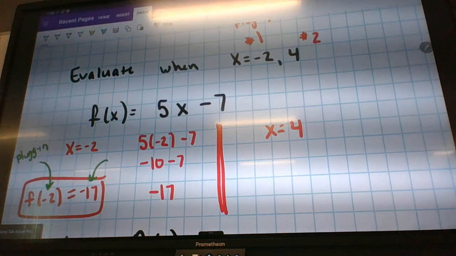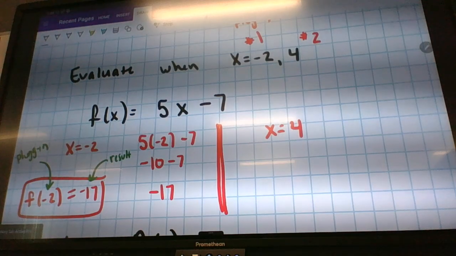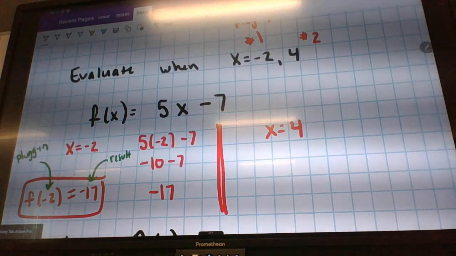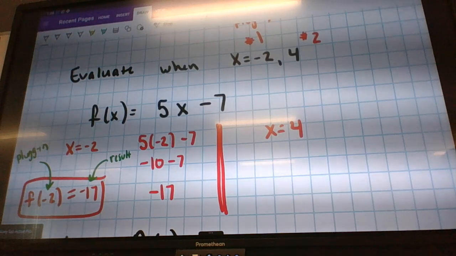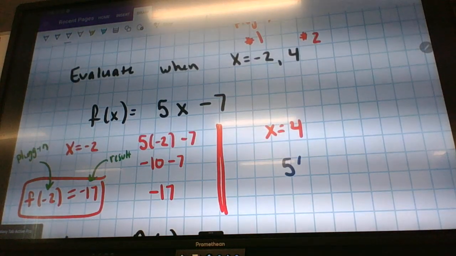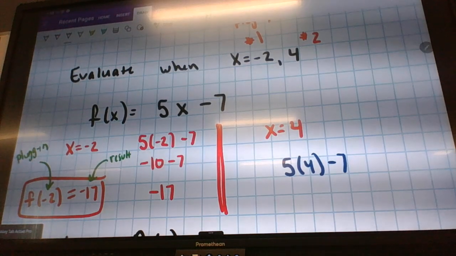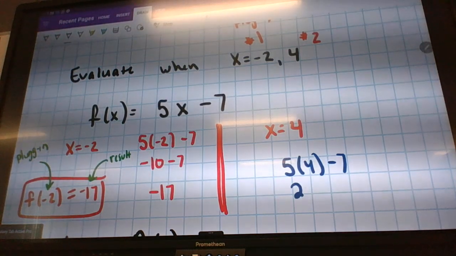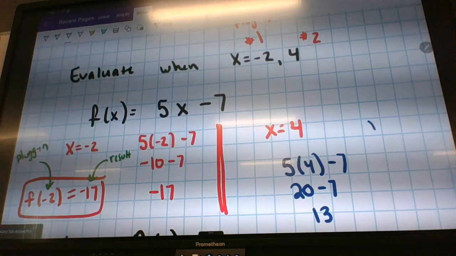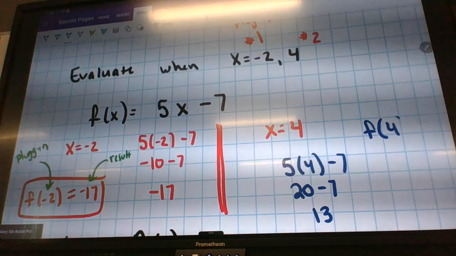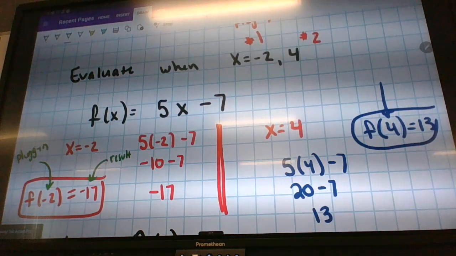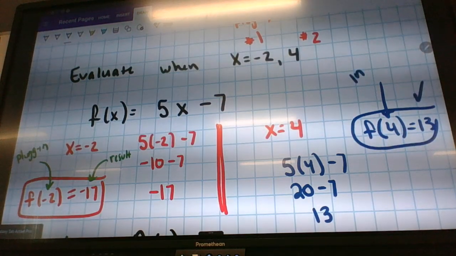And that negative 17 was the result. Okay? Here, what's the 4? I'll go ahead and do the 4. 5 times 4 minus 7. 20 minus 7 is 13. So I would say f of 4 equals 13. That means I put a 4 in and I got a 13 out.